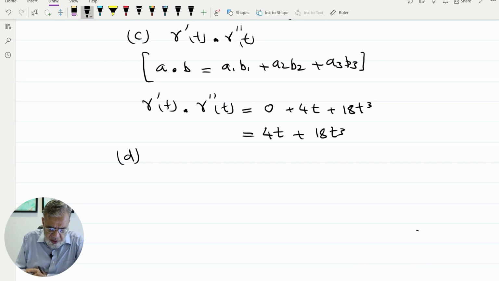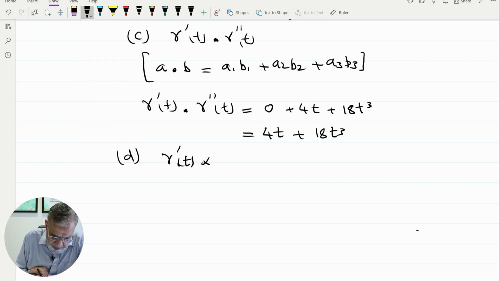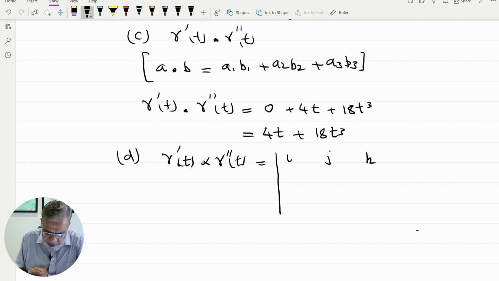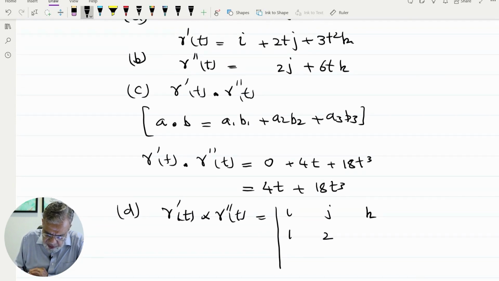We can also find the cross product, r dash of t cross r double dash of t. We use the definition of the cross product. Here we have i, j and k. The components of r dash are 1, 2t, 3t square, and the components of r double dash are 0, 2 and 6t. So I just solve this one.